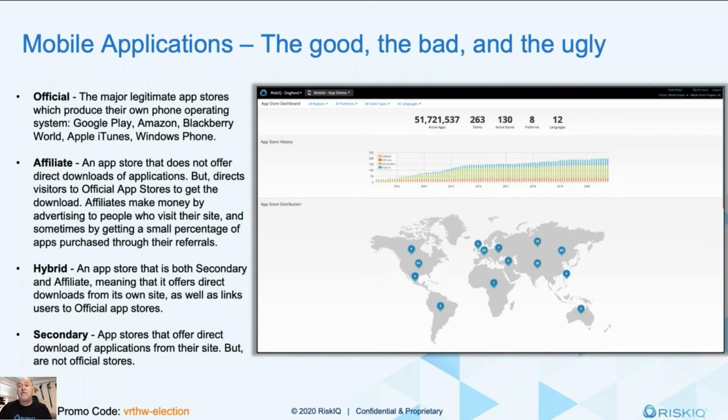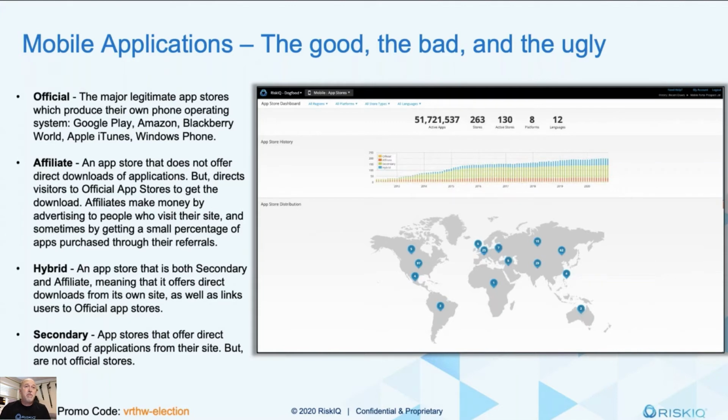So you have official app stores, and that's what we're going to be looking at today. We have Google and Apple, for example, that are official. Affiliate ones don't offer direct downloads of the files. They link back up to the official app stores. That might be something like if you had a Sony phone and they had a store, they might not store the actual things there. They might link back to the real store.